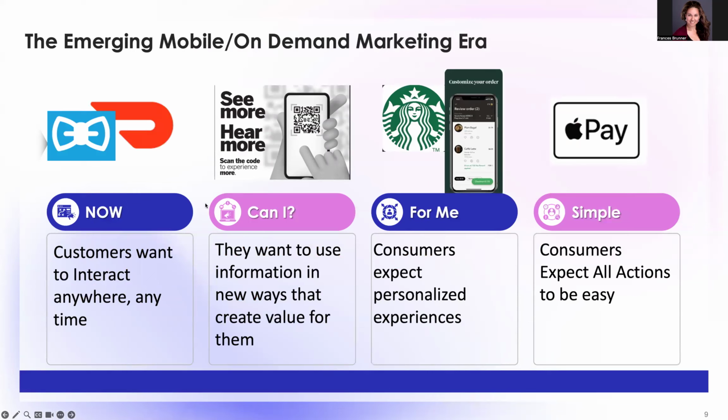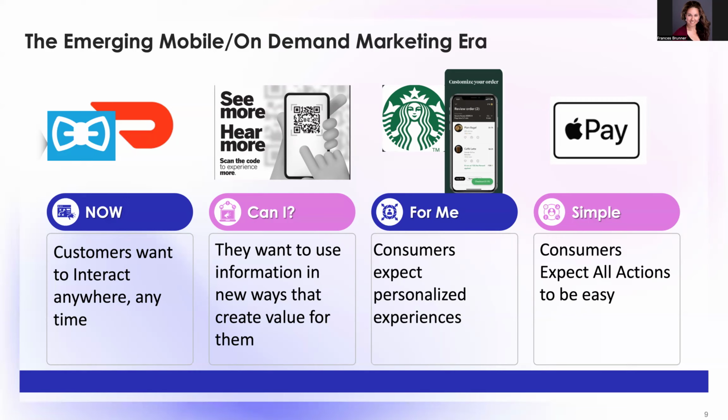So, in the emerging mobile and on-demand marketing era, there are a couple things that businesses need to focus on in order to continue to innovate and be competitive. One of these is the now perspective. Customers want what they want, when they want it, where they want it, at any given time. So, new companies such as Favor and DoorDash have emerged to give customers what they want on demand.